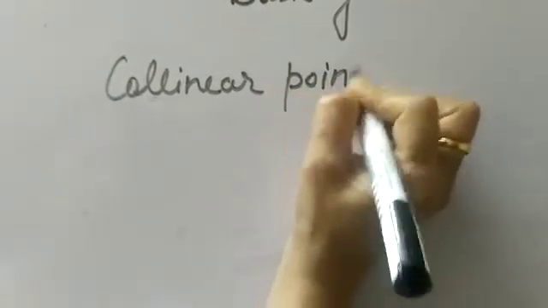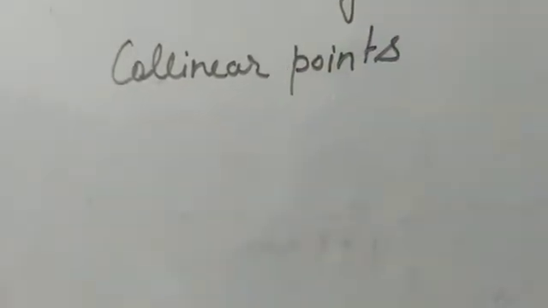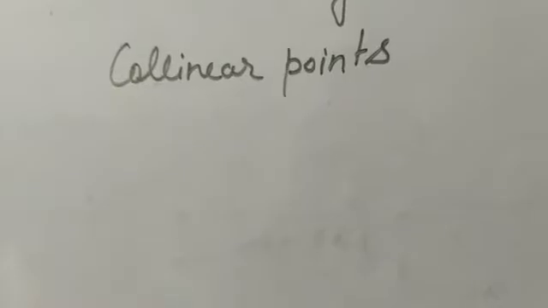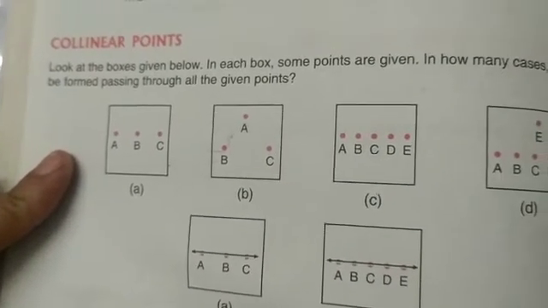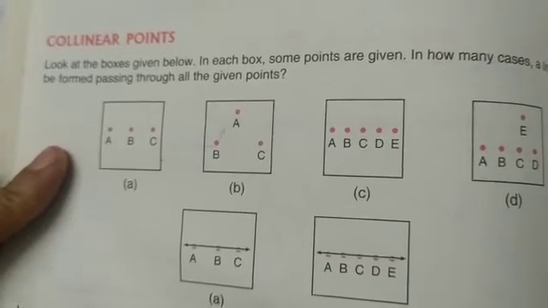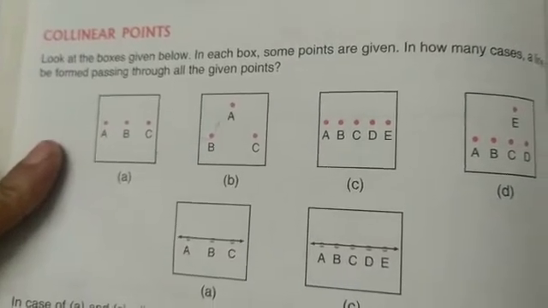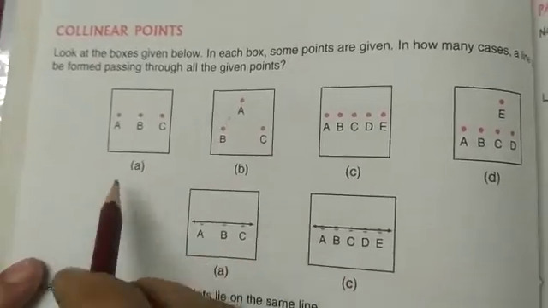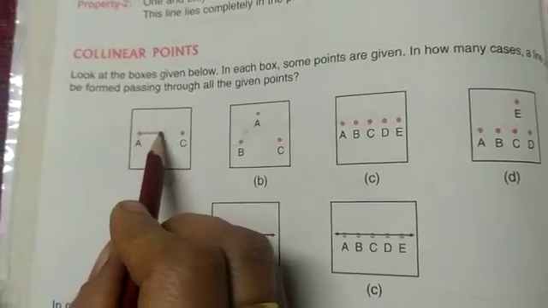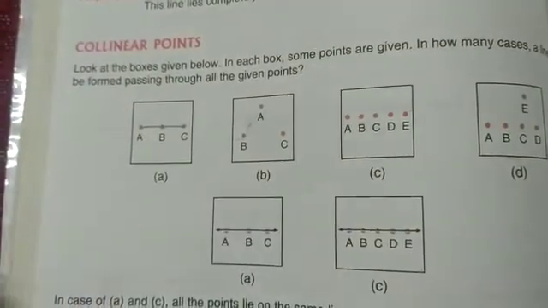Collinear points. So collinear points are those 3 or more points in a plane which lie on the same line. You can see in the diagram. In diagram A, look, A, B, C lie on the same line.